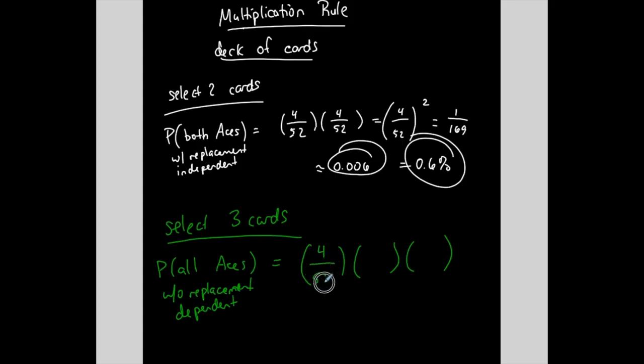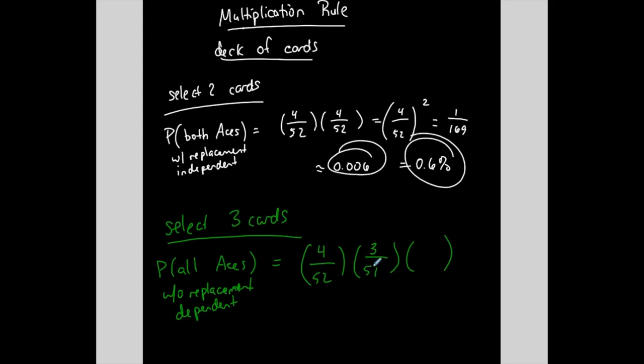4 out of 52. Now I'm keeping that ace out. So now there's only 3 aces in this deck. And now there are only 51 total cards. So now the probability that I select another ace is going to be 3 out of 51. There's only 3 aces left because I kept this one out.